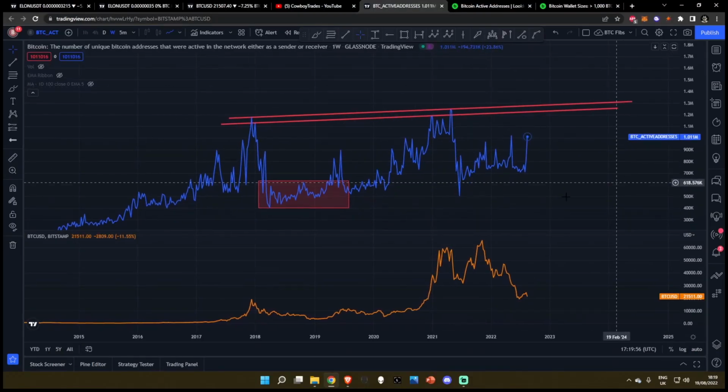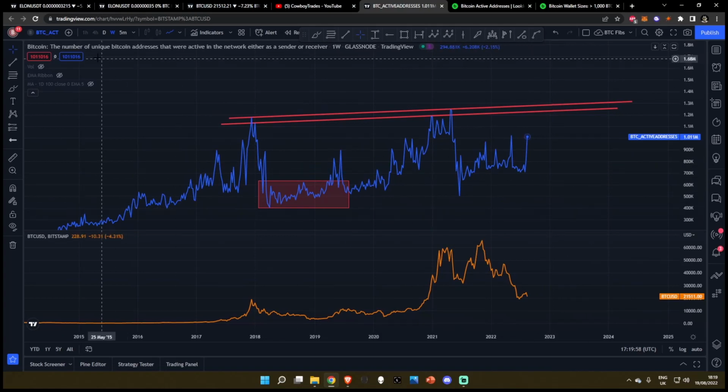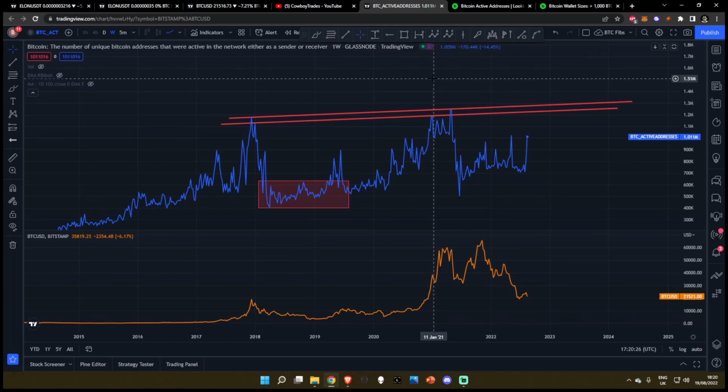Well, this is actually a Glassnode chart over on TradingView, and Glassnode define the Bitcoin active addresses as the unique number of Bitcoin addresses that were active in the network either as a sender or a receiver. So for example, if you receive cryptocurrency on your Coinbase wallet, or on your Ledger or your Trezor, your hardware wallet, that will become a receiver wallet. And let's say you want to take some profit, so you send your cryptocurrency from a hardware wallet to a centralized exchange. That wallet that you've sent it from, the hardware wallet, will now become a sender wallet.